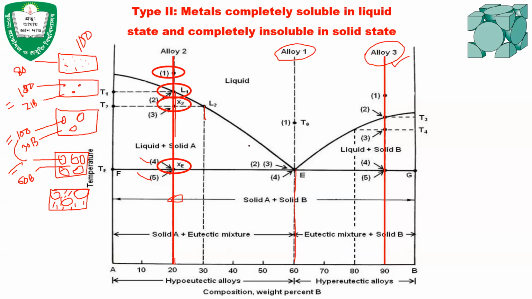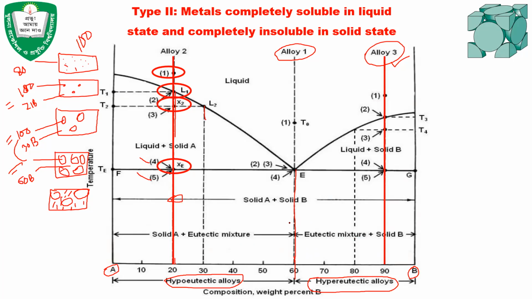Now I have missed one thing, which is that there is a denotation for the alloys. For a binary system alloy, this is 100% A and this is 100% B. This point actually separates the names of the alloys. Before the eutectic composition, the alloys are called hypo-eutectic alloys, and after the eutectic composition, they are called hyper-eutectic alloys. Hypo is before eutectic and hyper is after eutectic.